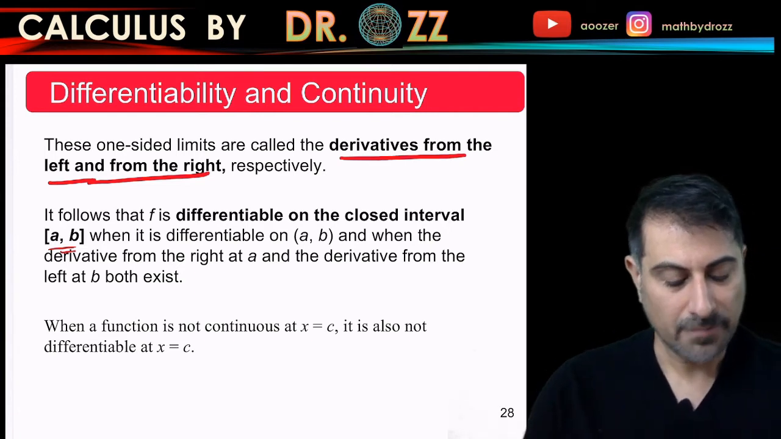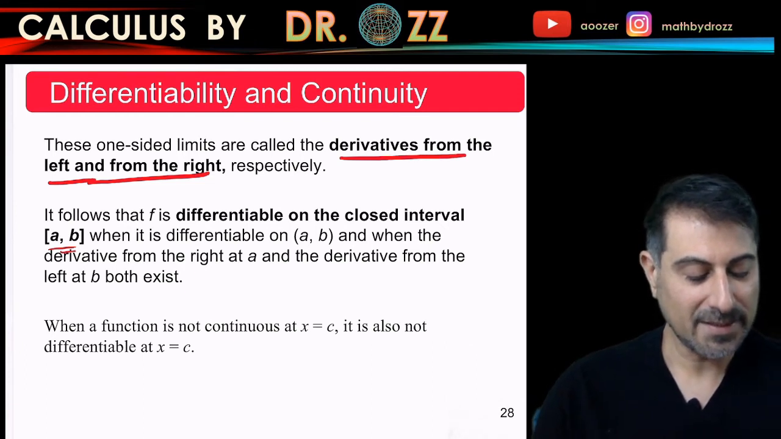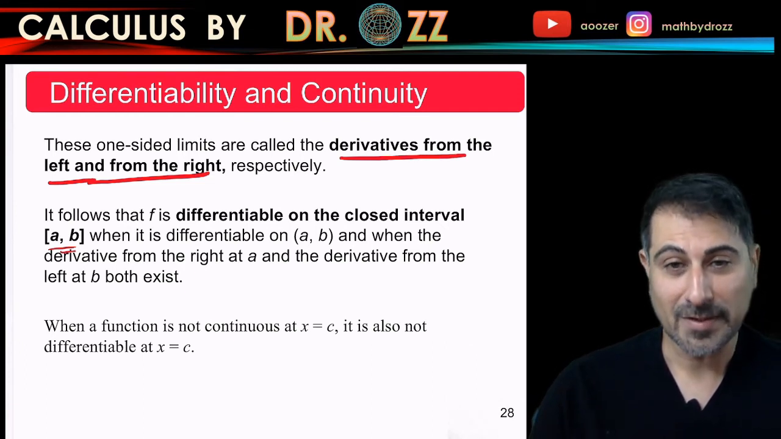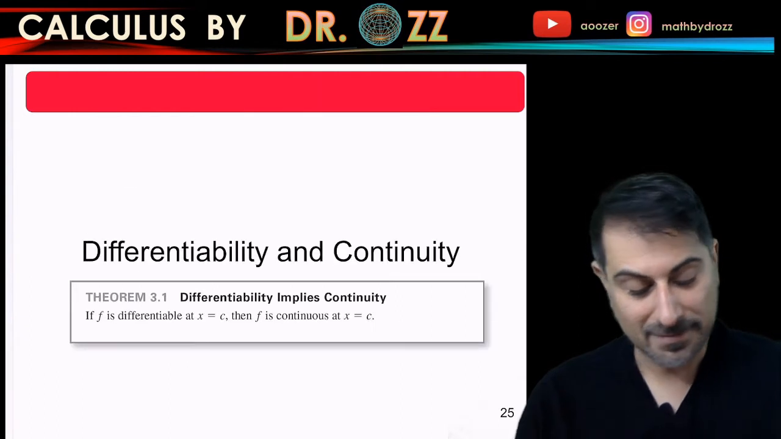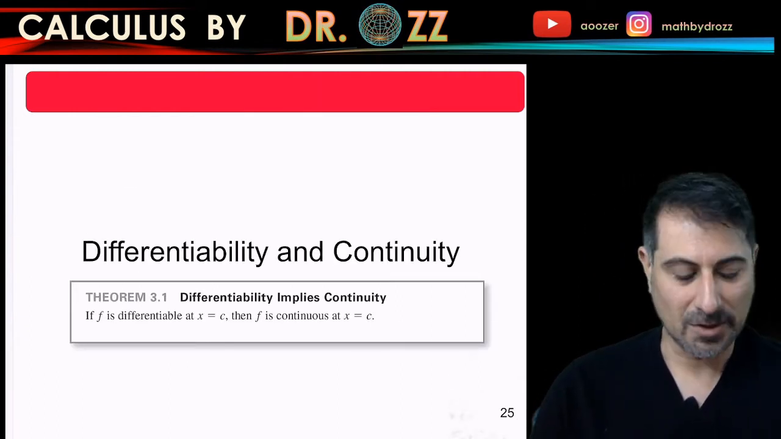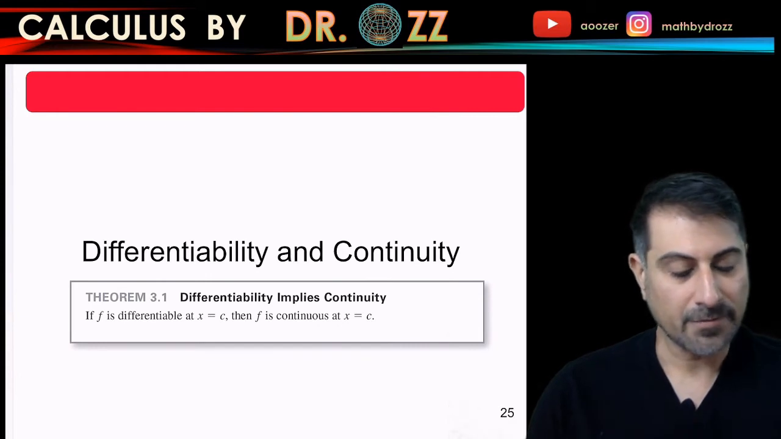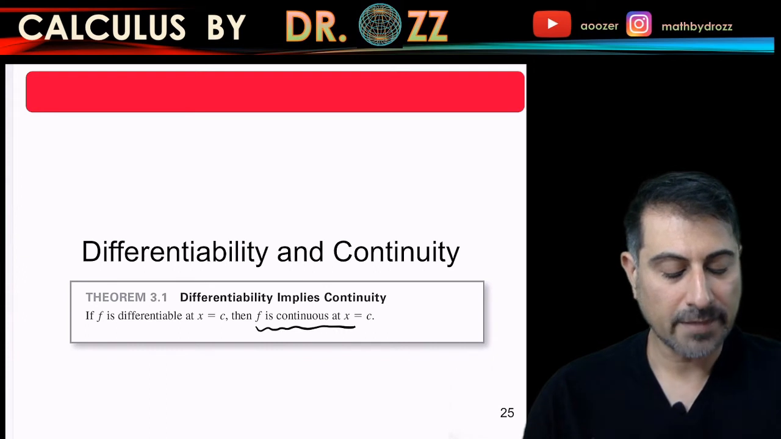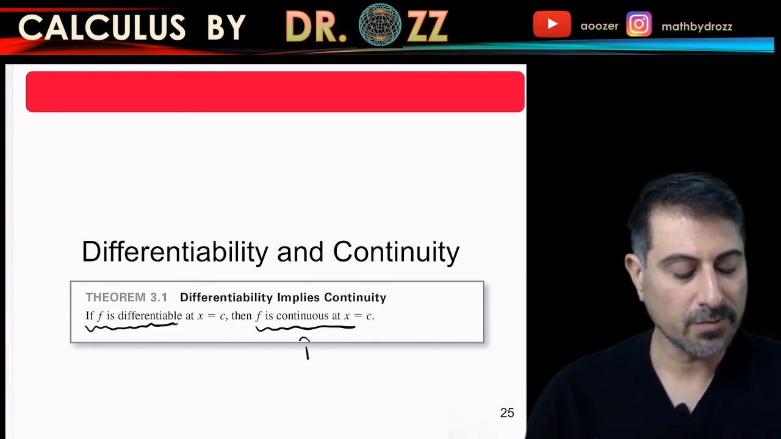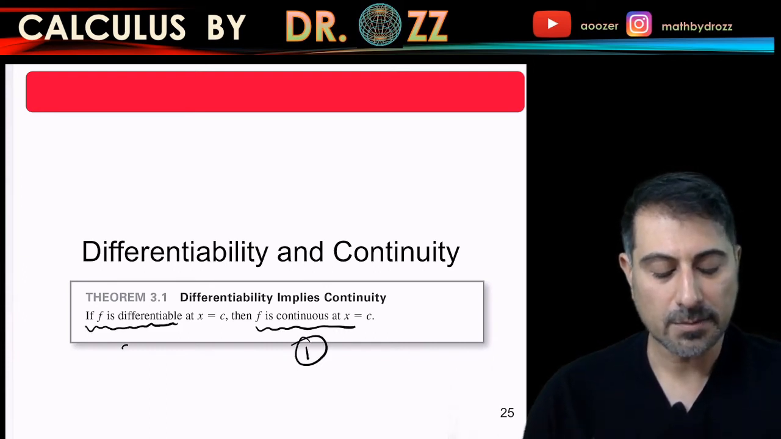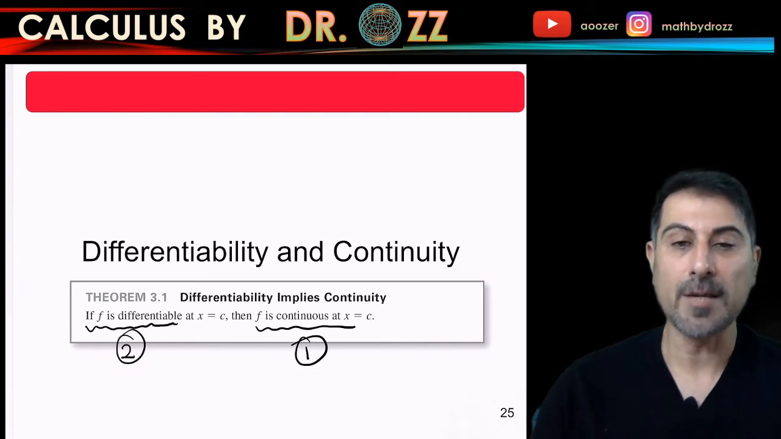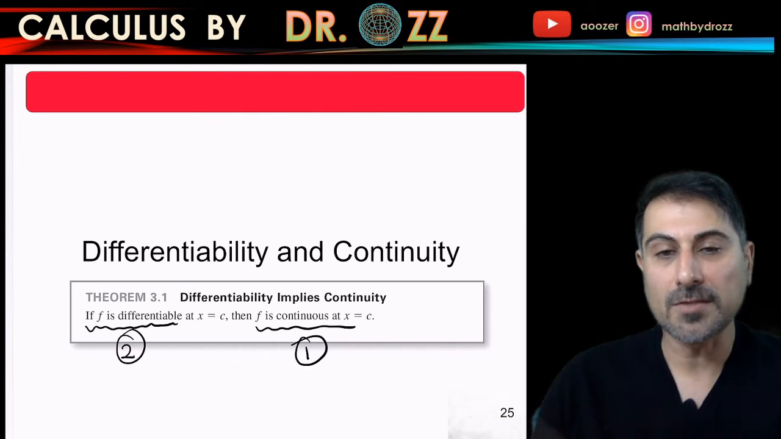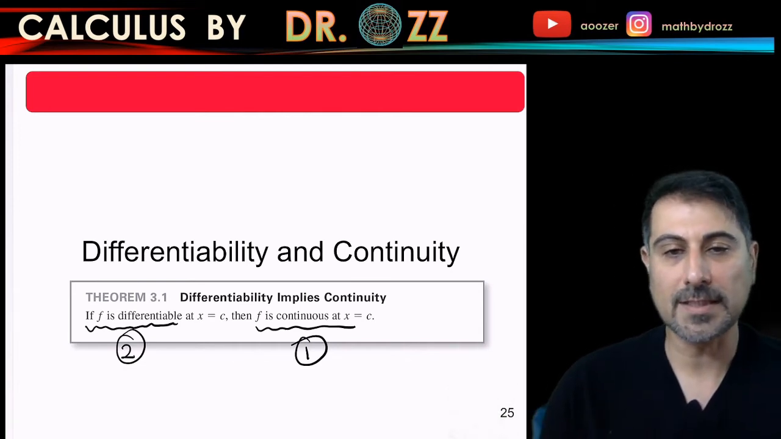When a function is not continuous at c, it's also not differentiable at c. It follows from this result that the negation of the conclusion in an if statement implies the negation of the hypothesis. So the negative of statement number 2 implies the negative of statement number 1. If f is not continuous at c, then f cannot be differentiable at x equals c.